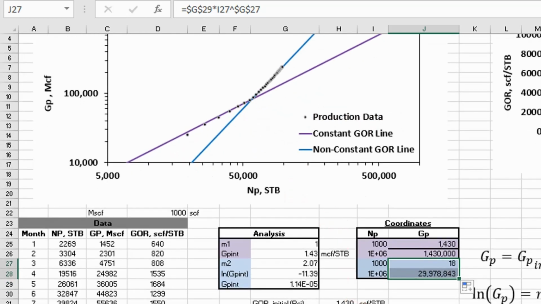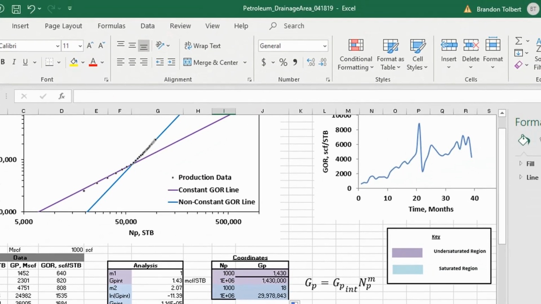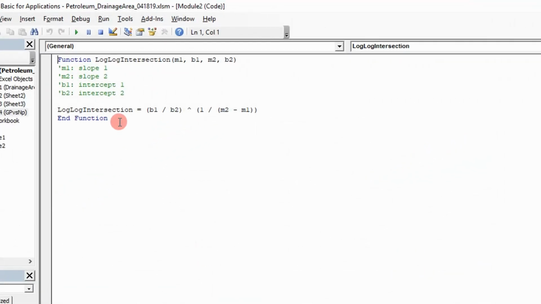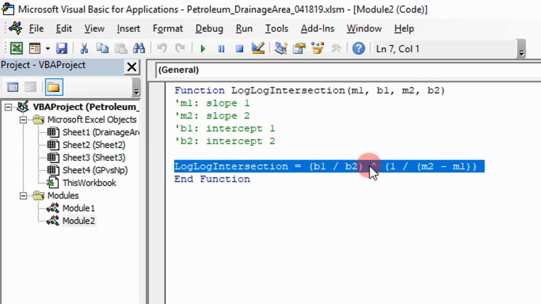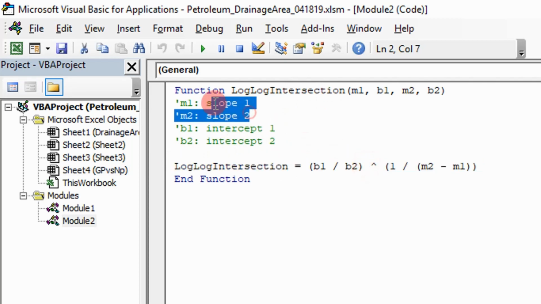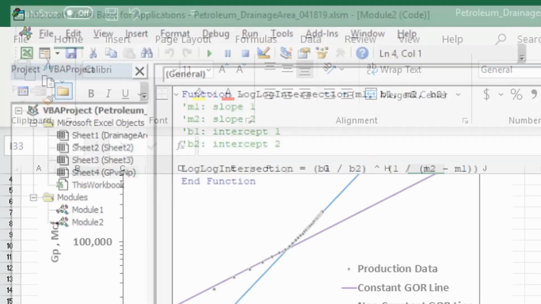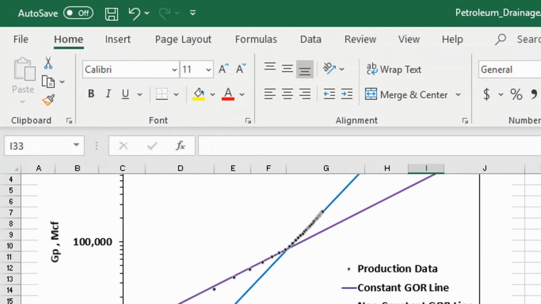Well, I wrote a VBA function for that. And so I'm going to just show you what it looks like. See here, here's our log-log intersection. It's the math we did in the slide presentation. It's a real simple function. Right here, it takes our two slopes of our lines and our intercepts. So I'm going to show you how to use that.